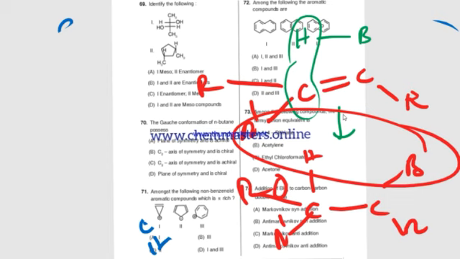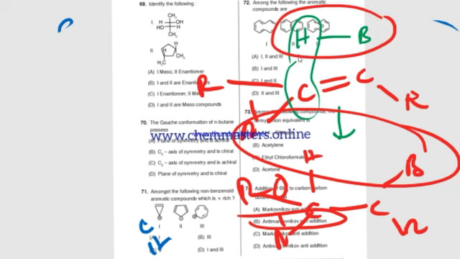From this, what we get is simply anti-Markovnikov syn addition. The addition is also syn, meaning they add from the same side. So it is anti-Markovnikov syn addition, and your second option is the correct answer for the given problem.